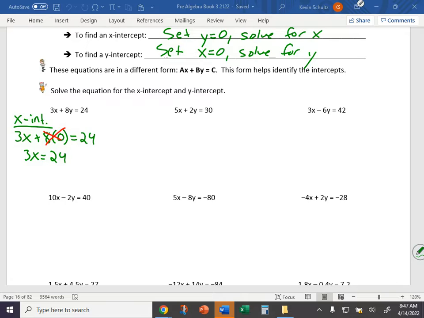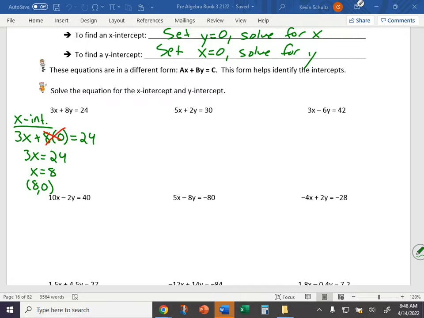And to solve this one-step equation, divide both sides by 3. X equals 8. Our x-intercept is (8, 0). Y has to be 0. And then we solve this to be 8. You just divide, I have 24 divided by 3, yes. Yep.